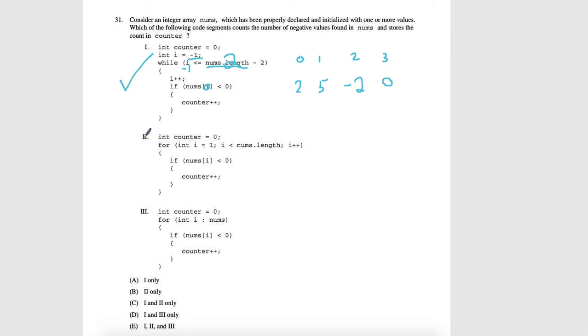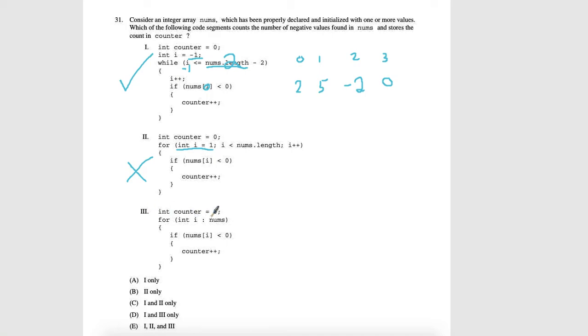For code segment 2, okay, here we have a loop which is starting at index position 1. If nums1 is less than 0, well, what happened to nums0? We have to check the first element position as well. This code isn't checking the first element position, so this isn't going to cut it.